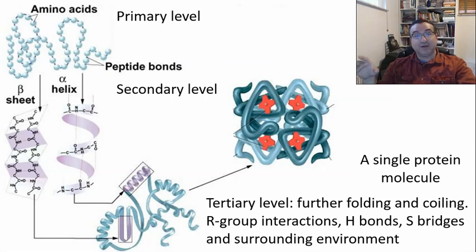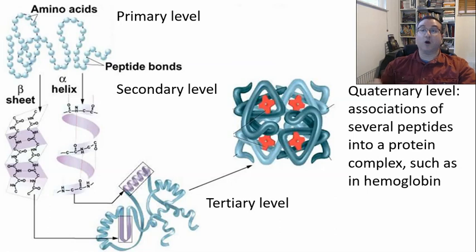Now, the tertiary level gives us a single protein molecule. We pretty much have a protein there. Sometimes for some proteins, it goes further into the quaternary level. There, associations of several different peptides build a protein up into a protein complex. Here we can see hemoglobin, a common protein, and it has 4 subunits. 4 separate polypeptide chains have come together.